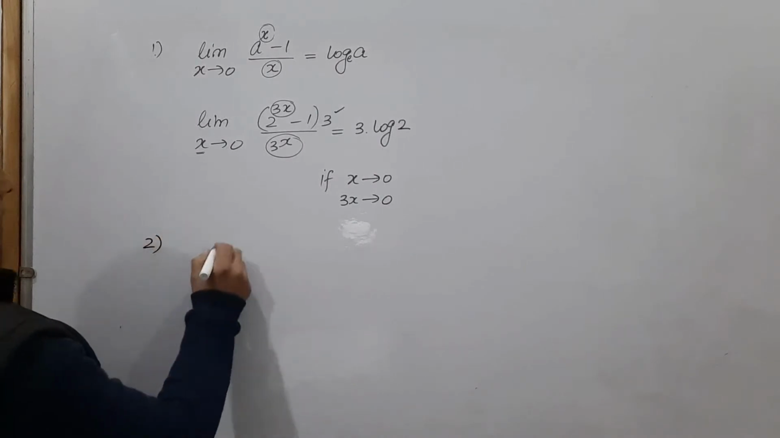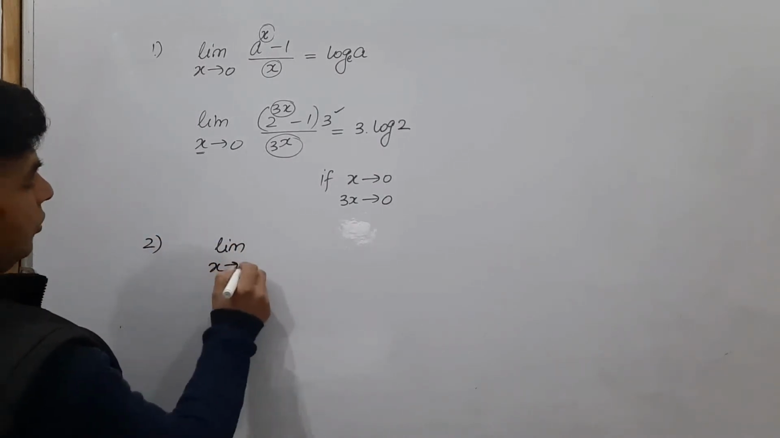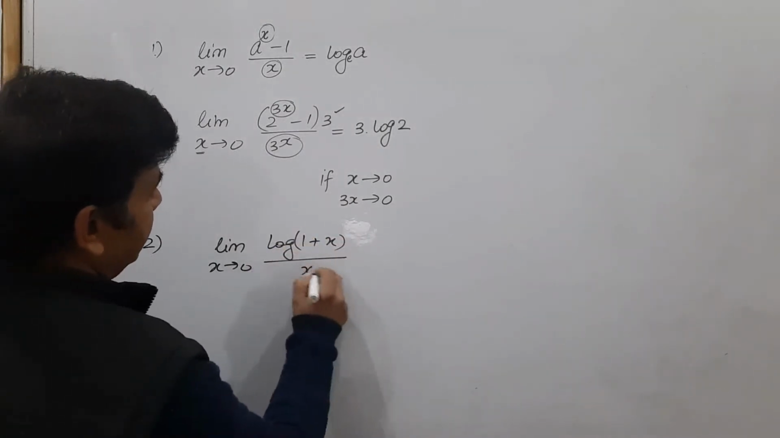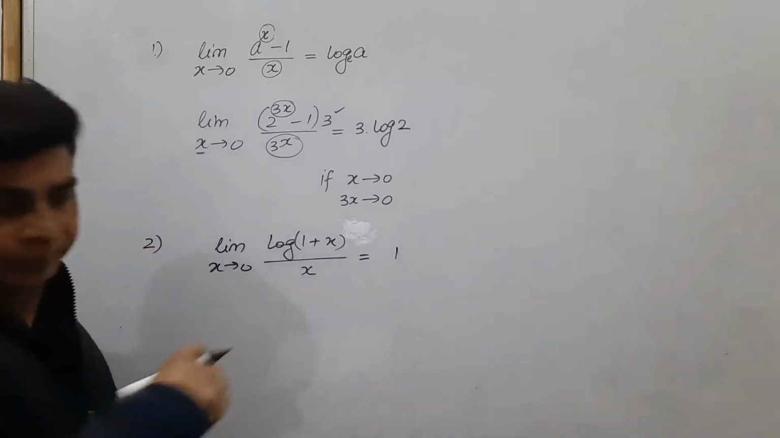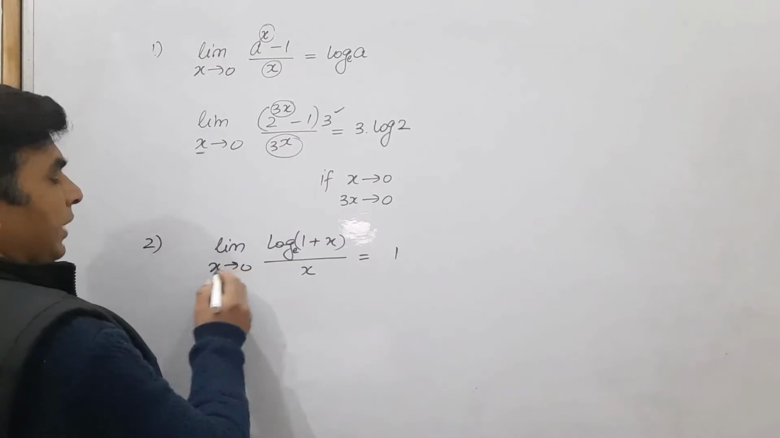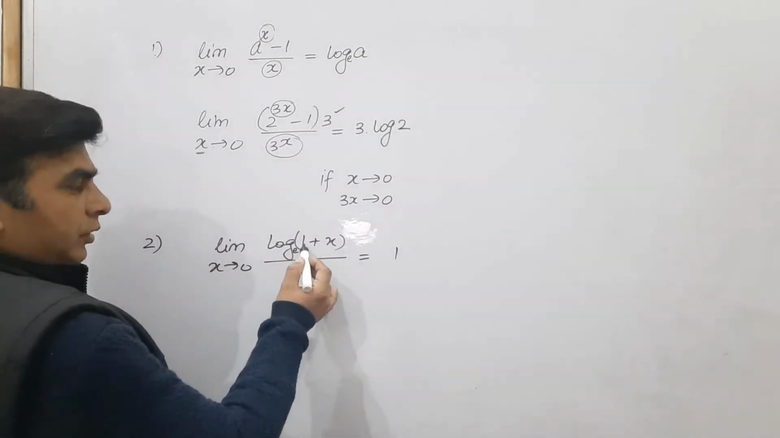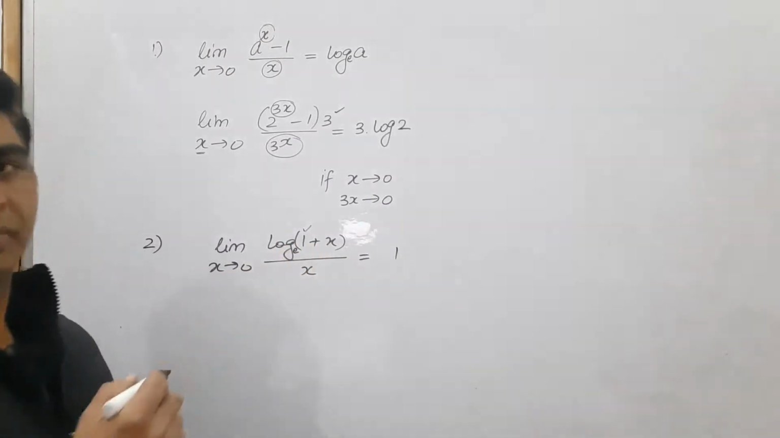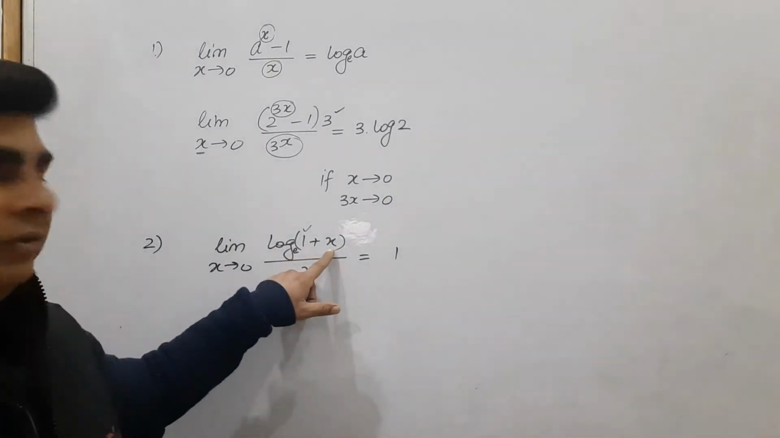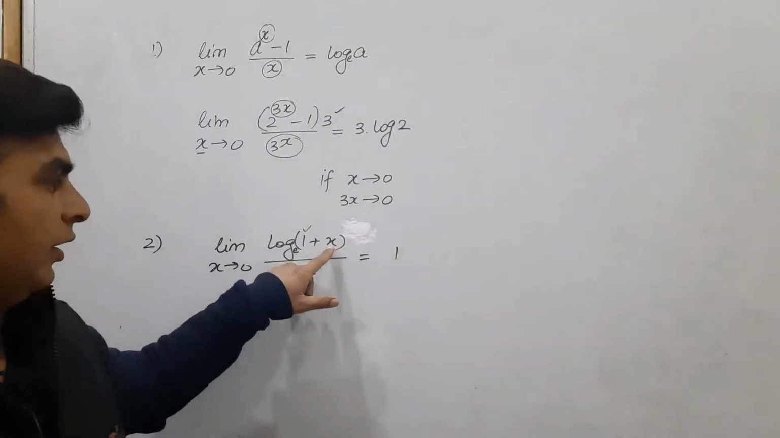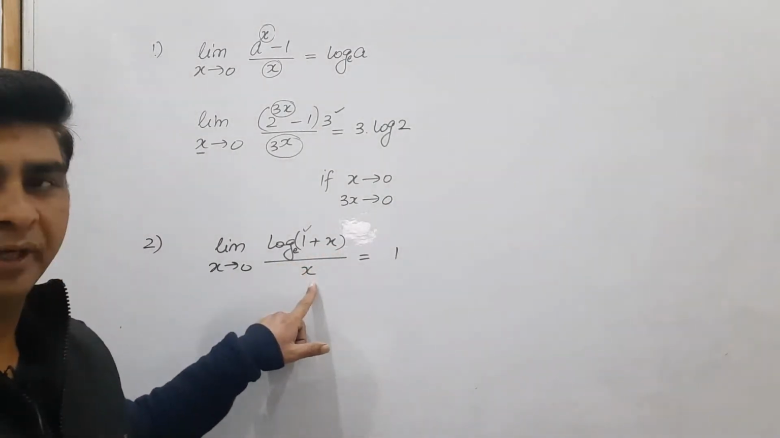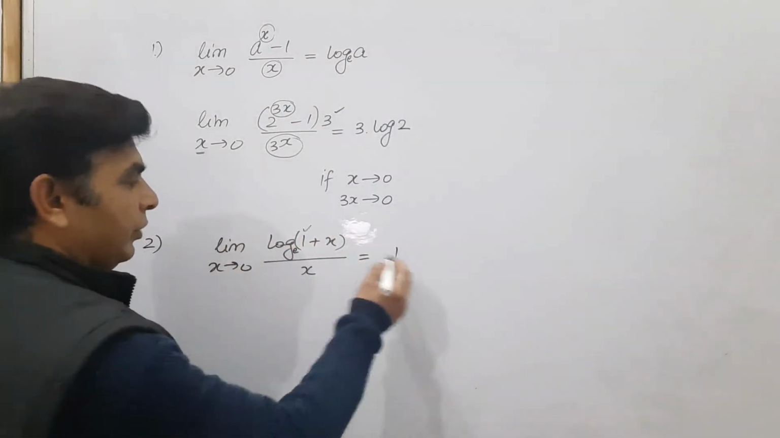The second formula is given by limit x approaches to 0 of log of (1 plus x) upon x. This is equal to 1. The base should be e. So if x approaches 0, then it should be 1. It must be 1, plus whatever the value of the variable is, x, h, k, t, whatever it is, the same should be in the denominator. In that case only the complete value will be equal to 1.